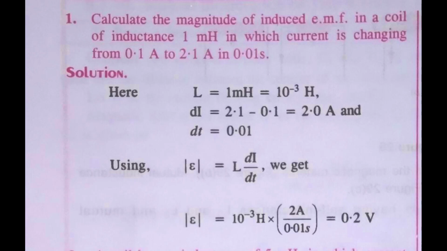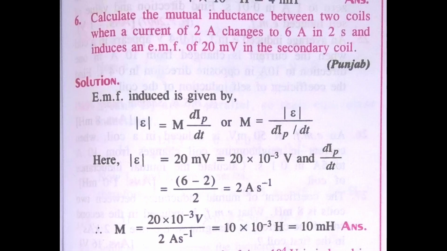And in the question, it is mentioned that the current is changing from 0.1 ampere to 2.1 ampere. So we have the value of dI, 2.1 minus 0.1, final minus initial, and the time in which it is changing is also given, that is dt. So by using the formula epsilon is equal to L dI over dt, we have the final answer, that is 0.2 volt. Next question. For this question, we have to calculate the mutual inductance between two coils when a current of 2 ampere changes to 6 ampere in 2 seconds and induces an EMF of 20 microvolt in the secondary coil.